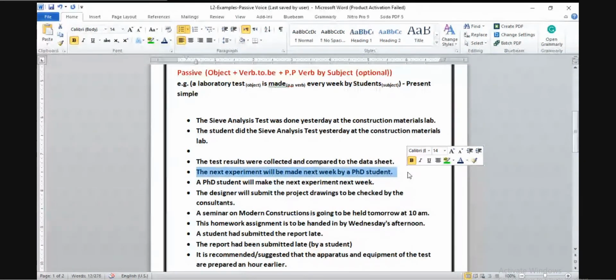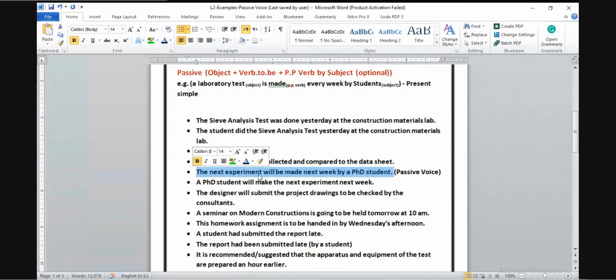So remember, this sentence is in passive voice. Exactly, it's in passive voice. And why in passive voice? Because the most important thing we mention in this sentence is the action. There is no mention of the subject.